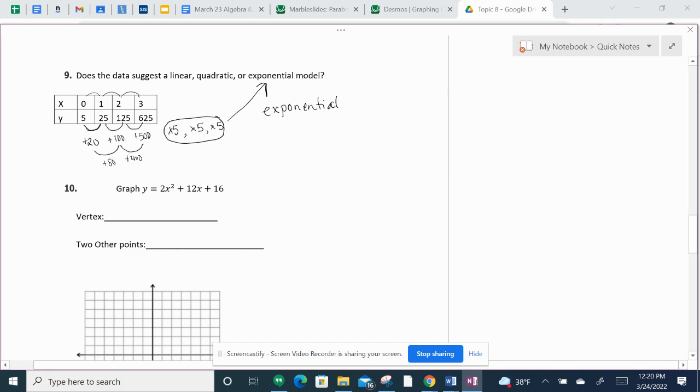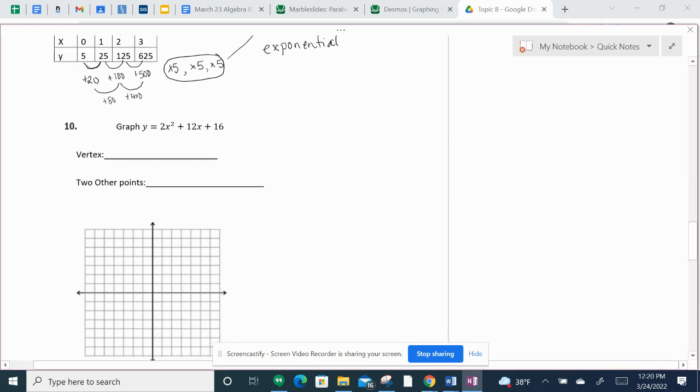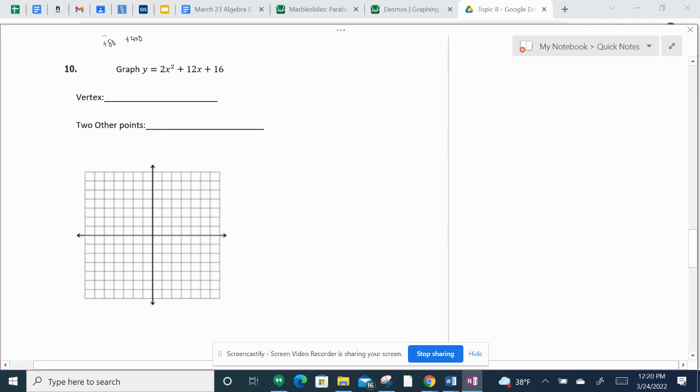All right, the last two questions on our test today are asking us to graph. So we look at this graph, and the first thing I need to notice is that this equation is written in standard form. Depending on if it's in standard form or in vertex form, that tells me how I need to go about graphing.